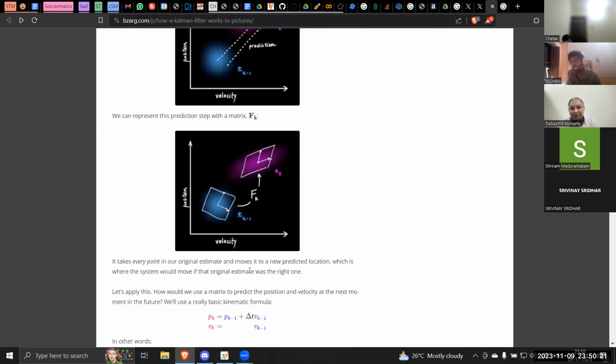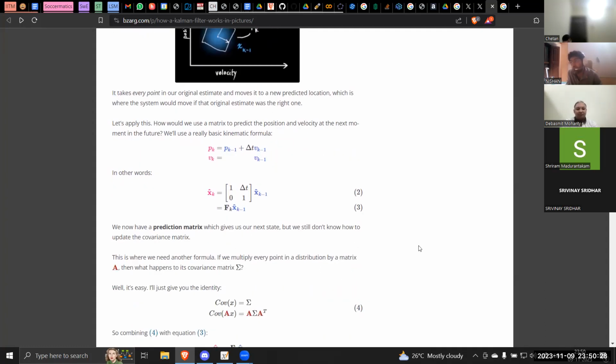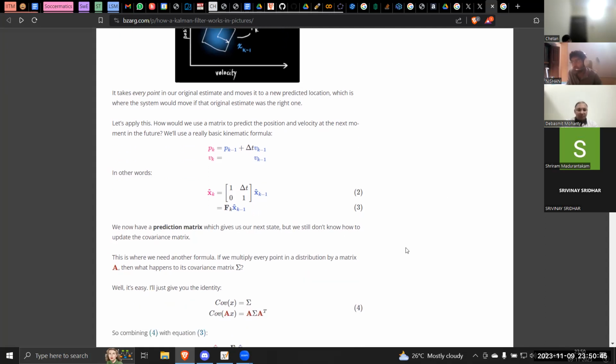It takes every point in our original state estimate and moves it to a new predicted location, which is where the system would move if that original estimate was the right one. Let's apply this. How would we use a matrix to predict the position and velocity at the next moment in the future? We'll use a really basic kinematic formula, that is pk is equal to pk minus 1 plus delta t times vk minus 1.